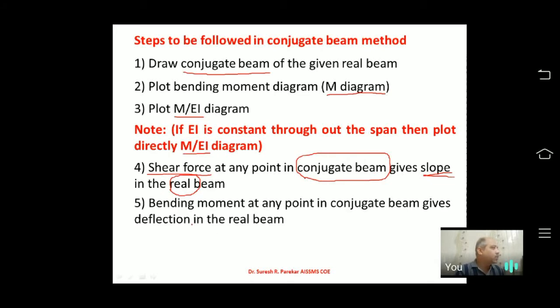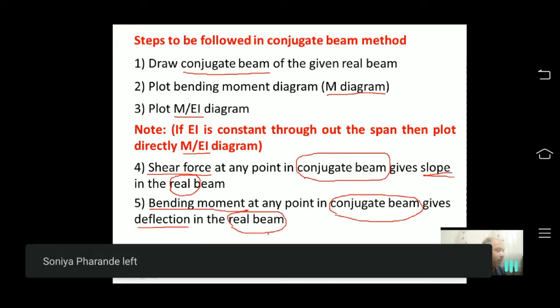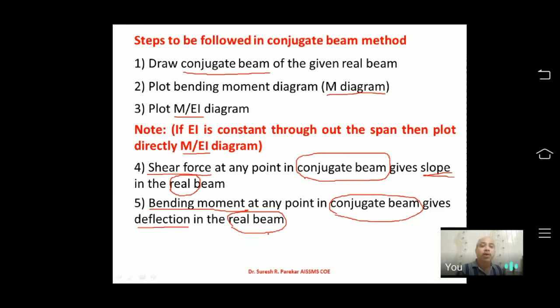Now you can go next. What will bending moment give me? It gives me deflection. But where do I have to find the bending moment? In the conjugate beam. If I find the bending moment in the conjugate beam, it will give deflection in the real beam. So shear force in the conjugate beam gives slope in the real beam, and bending moment in the conjugate beam gives you deflection in the real beam. This is most important when we go for slope and deflection using conjugate beams.